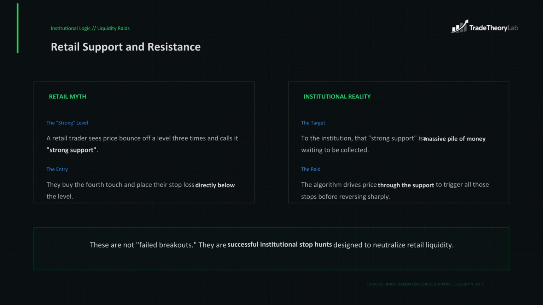This is why you often see price break support, run for a few pips, and then reverse and moon. That was not a failed breakout. That was a successful stop hunt.